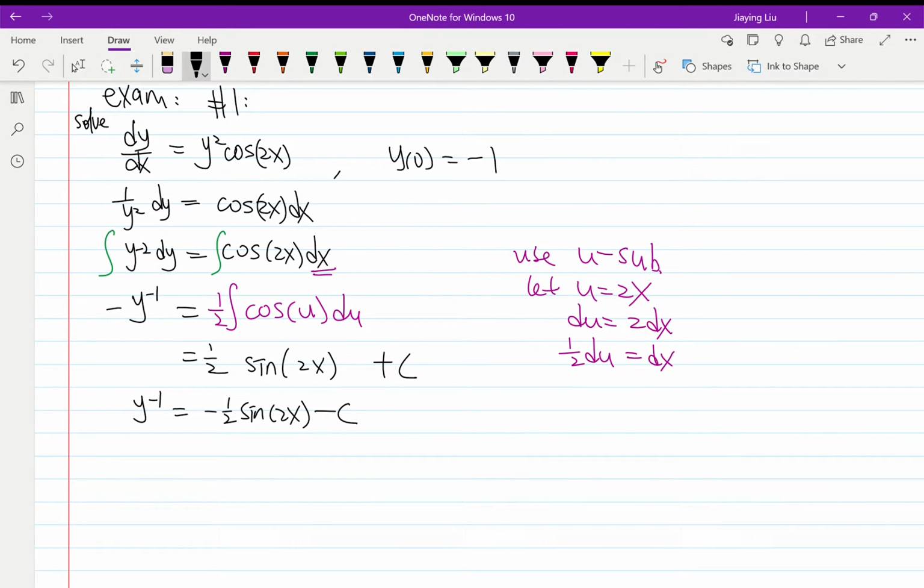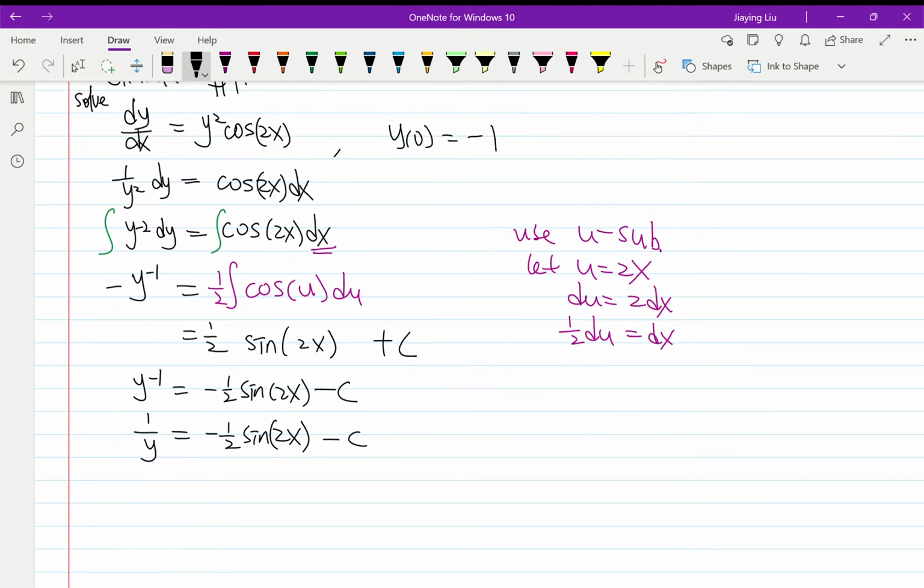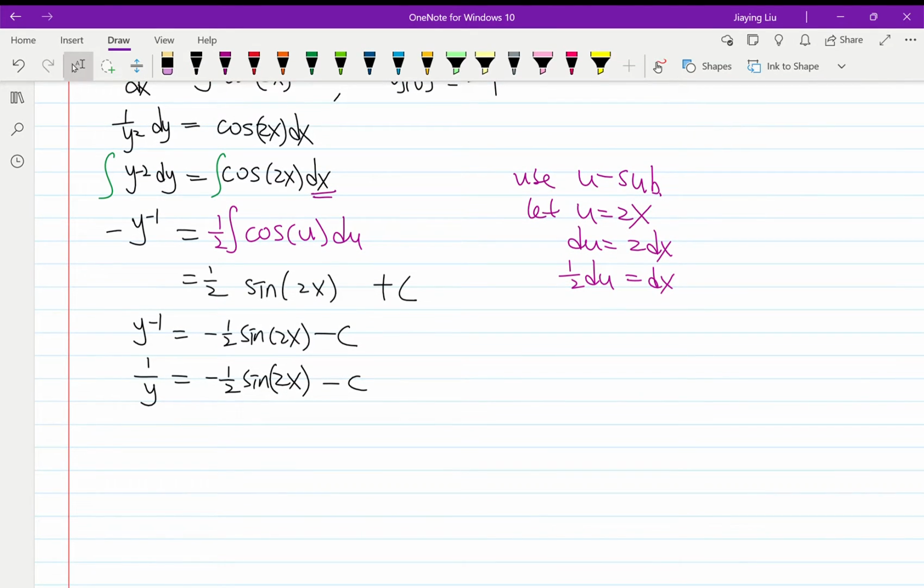How do we solve for y? Well, the left-hand side, if you rewrite it as a fraction, is 1 over y equals negative 1/2 sine 2x minus c. We can find the reciprocal of both sides. Literally just flip both sides, right? So that's y on the left and 1 over negative 1/2 sine 2x minus c on the right side.